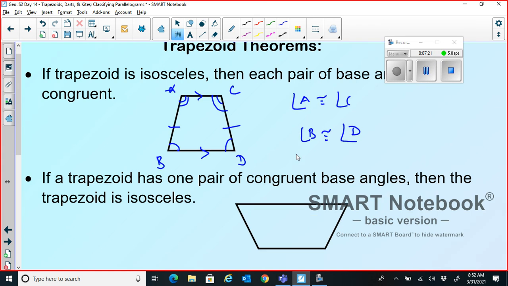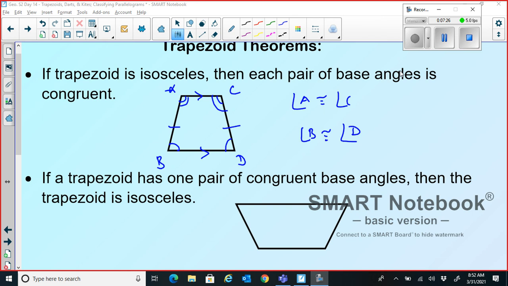Let's see one more theorem. If a trapezoid has one pair of congruent base angles, then the trapezoid is isosceles. If it has only one pair of base angles congruent, if this is congruent to this, whether the pair given in blue or red, if either one of these pairs is given, then we can say that the trapezoid ABCD itself is isosceles.